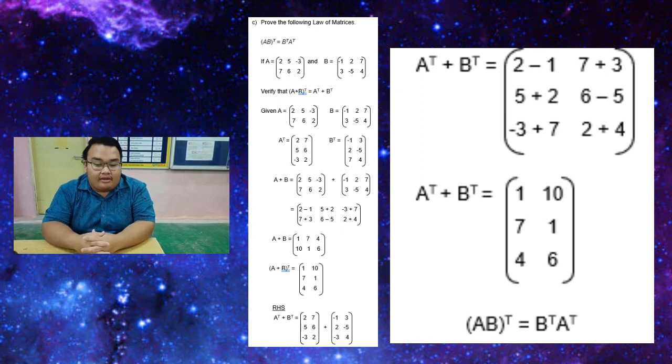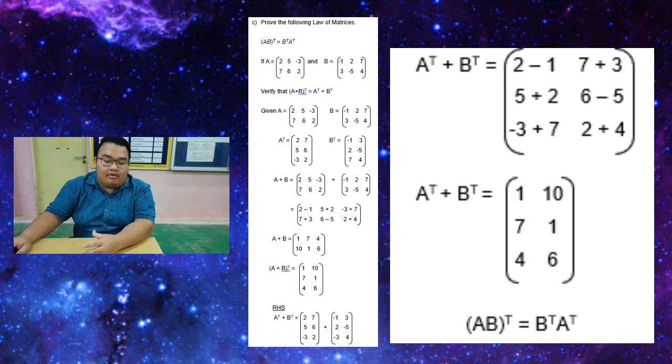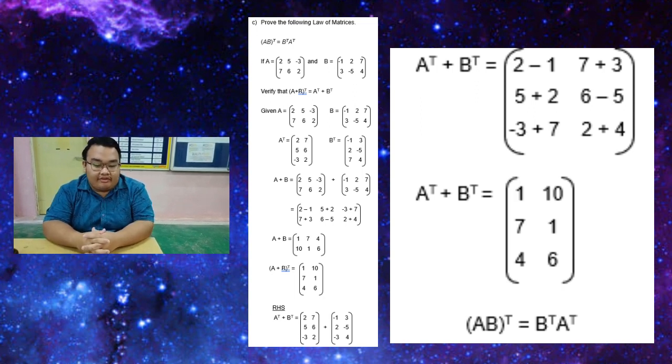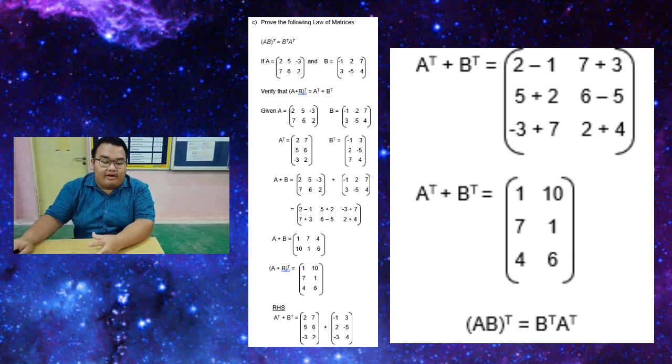Given A in bracket 2, 5, negative 3, 7, 6, 2 and B equal to negative 1, 3, 2, negative 5, 7, 4. A transpose equal to 2, 5, negative 3, 7, 6, 2, and B transpose in bracket negative 1, 2, 7, 3, negative 5, 4. So A plus B is 2, 5, negative 3, 7, 6, 2 plus in bracket negative 1, 3, 2, negative 5, 7, 4.